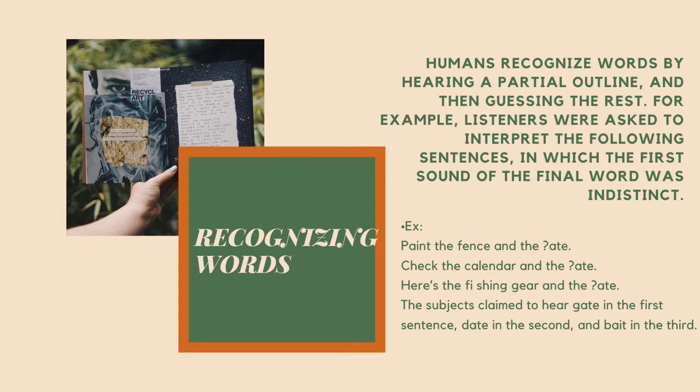And then, recognizing words. Humans recognize words by hearing a partial outline and then guessing the rest. For example, listeners were asked to interpret the following sentences, in which the first sound of the final word was indistinct. Paint the fence and the ?ate. Check the calendar and the ?ate. Here's the fishing gear and the ?ate. The subjects claimed to hear gate in the first sentence, date in the second, and bait in the third.